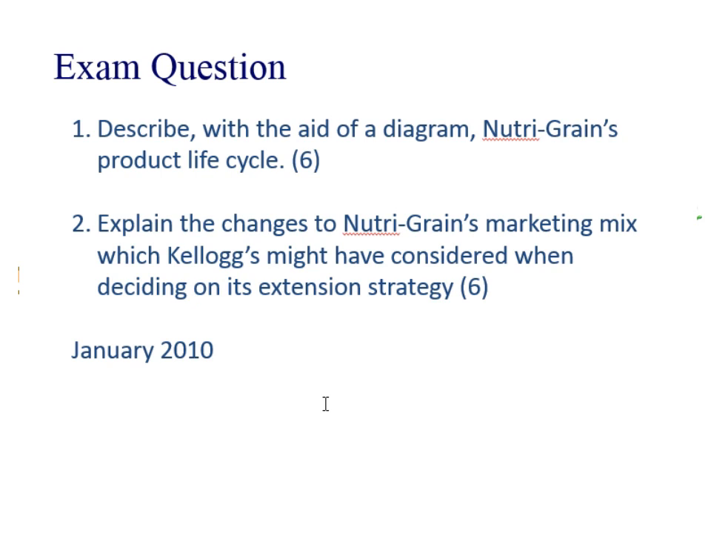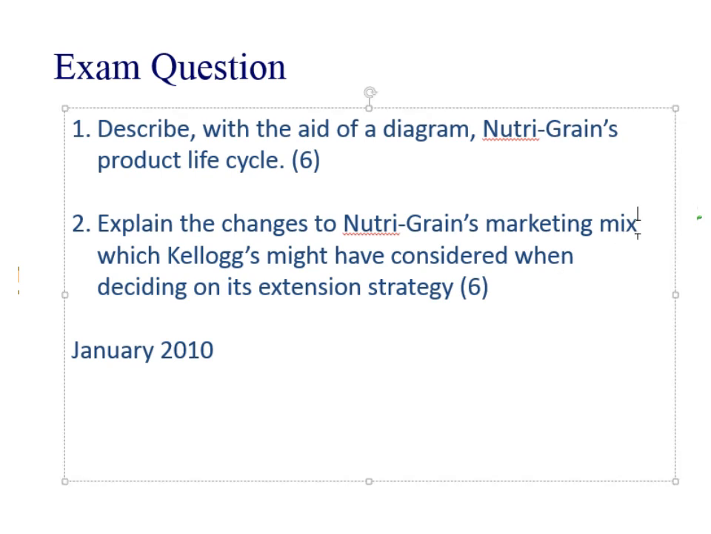So they do ask these big mark describe questions sometimes, and explain the changes to Nutrigrain's marketing mix which Kellogg's might have considered when deciding on its extension strategy. So nice things that you think about, 6 marks there. So how could we change the packaging, the product, the place, the promotion? That's what you always need to think about, all those P's when you think about the marketing mix.